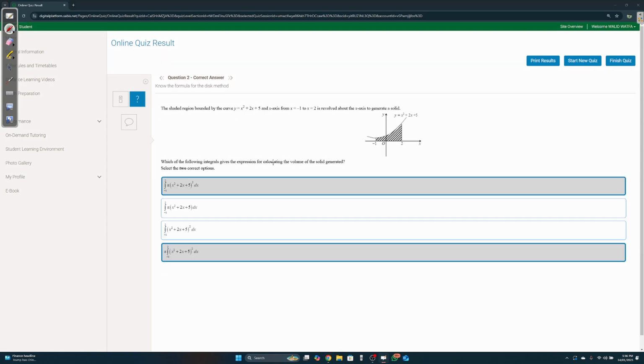Question 2, again, same question. How do you find the volume? It's revolved around the x-axis. So you have your curve going from -1 to 2. Let me use red. So integral from -1 until 2, pi f of x squared, so x squared plus 2x plus 5 squared, right? Squared. Obviously dx.